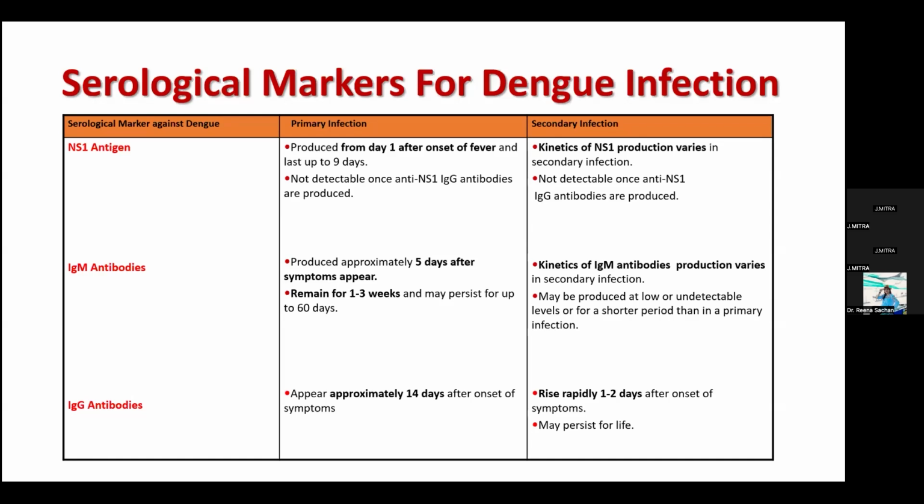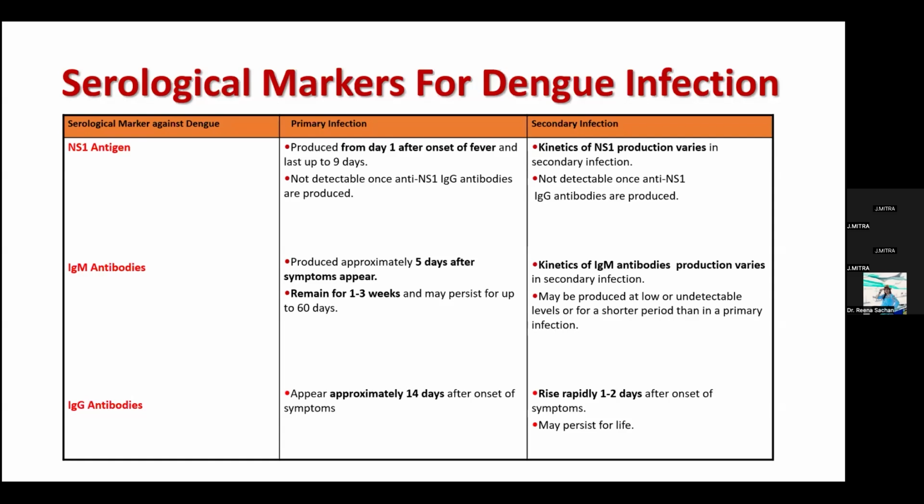IgM antibodies are not produced from the day of fever, but they are produced after 5 days of fever. So it is very important to know that when the patient presents with fever, NS1 antigen can be detected, and after 5 days of the appearance of symptoms, IgM antibodies are detected. These may remain for 1 to 3 weeks, but may persist even for 60 days, and some studies have reported that they may even persist for 90 days. So it takes quite a longer time. And IgG antibodies usually appear 2 weeks after onset of symptoms in cases of primary infection.